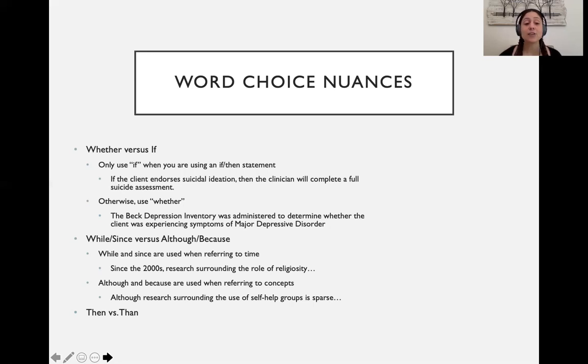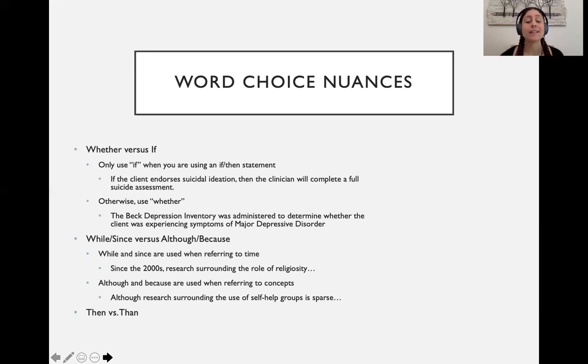If you're not, then you're going to use whether. For example, the Beck Depression Inventory was administered to determine whether the client was experiencing symptoms of major depressive disorder. You're not going to say to determine if the client was experiencing symptoms of major depressive disorder because you don't have a then component to that statement.